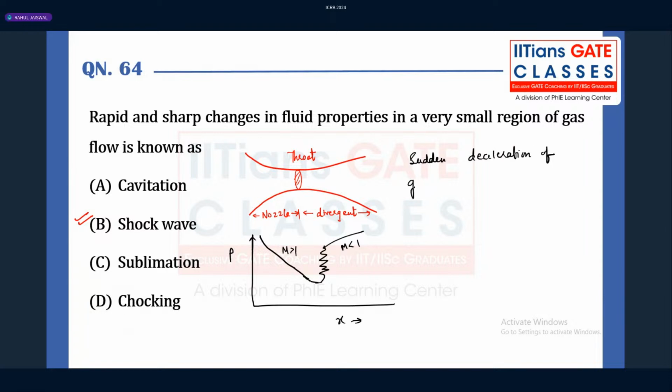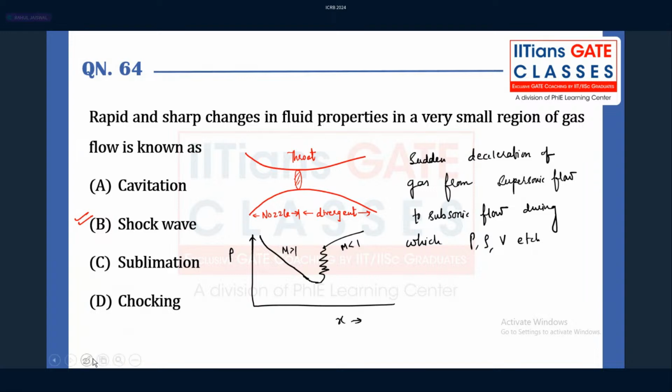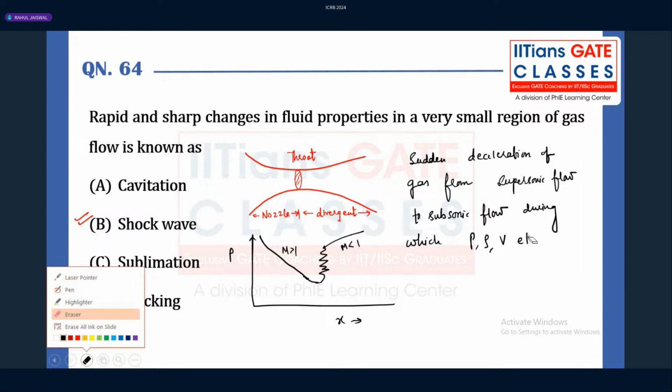Sudden deceleration of a gas from a supersonic flow to subsonic flow, during which pressure, velocity, density, etc. all will rapidly change.